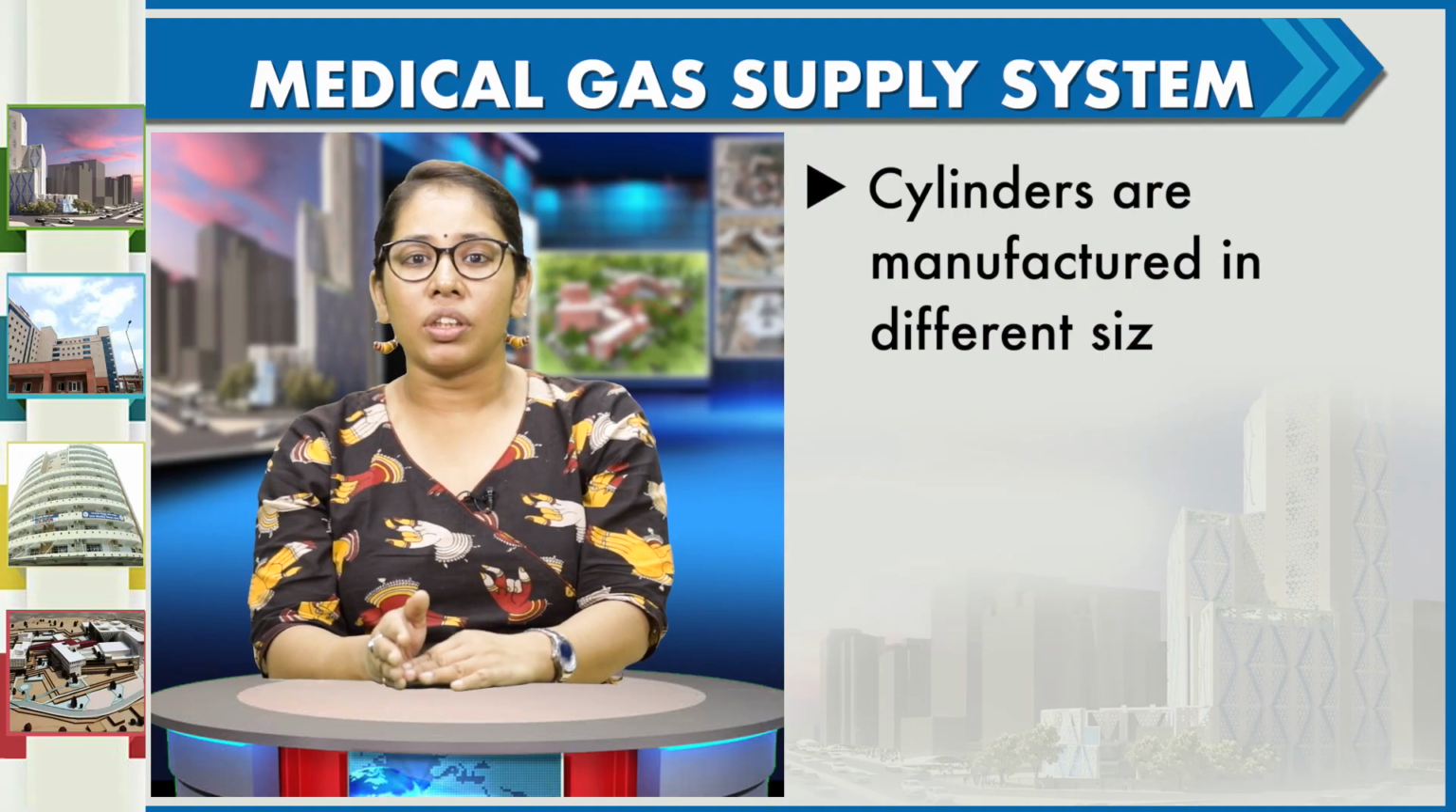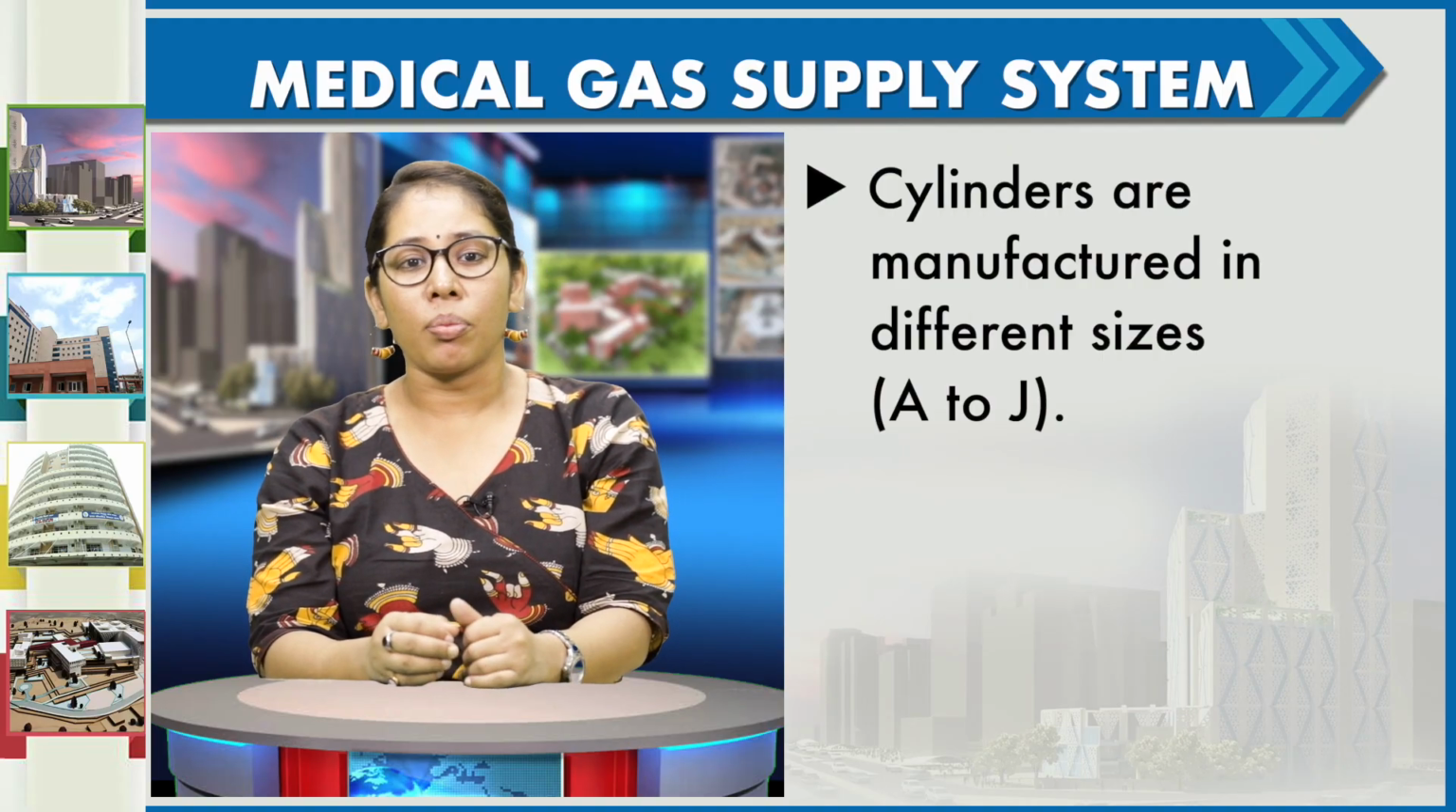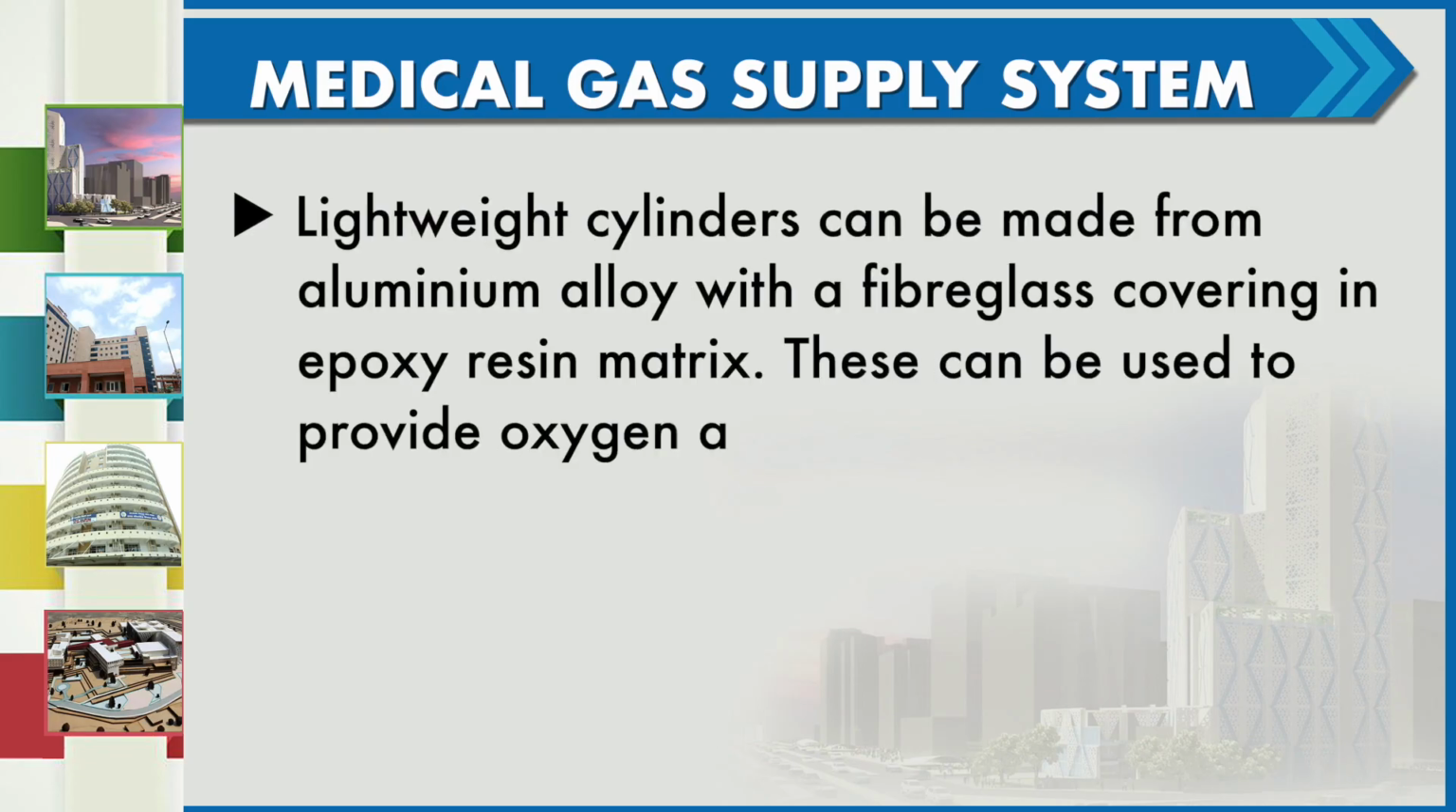Cylinders are manufactured in different sizes that are from A to J. In an emergency situation where the patient has to be taken from home or during the process of transport, lightweight cylinders come into role. They are made of aluminium alloy with a fiberglass covering epoxy resin matrix. They have a flat base which is helpful during storage and handling in transportation or at home.